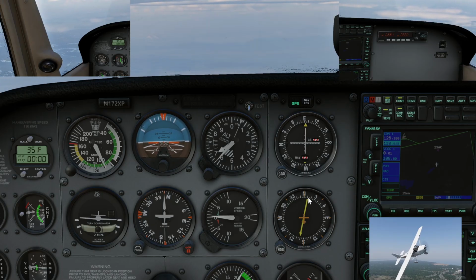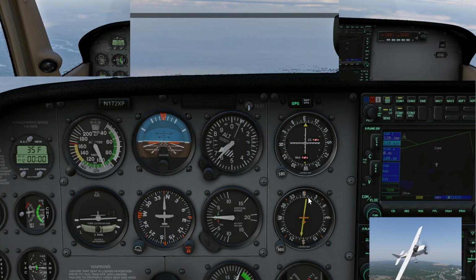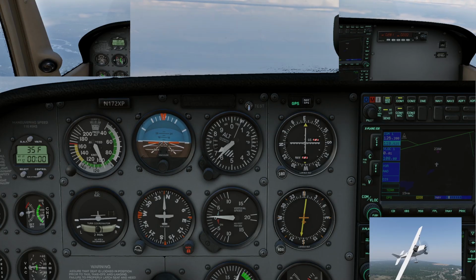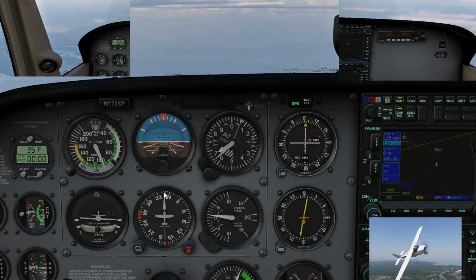So it's like the field goal poles, and we're splitting the uprights. As you can see how close it is. There we are, right in the middle. And let's look, we're still at 10 degrees, looking good.